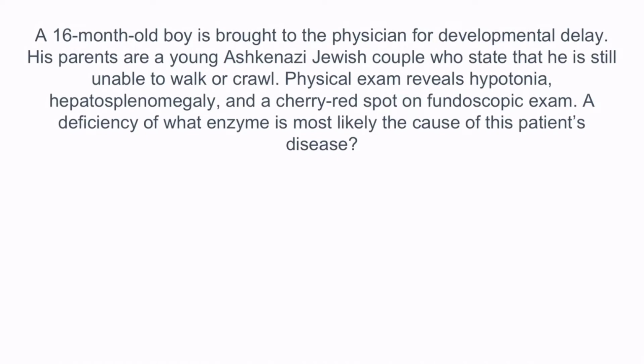Hopefully from the question stem you notice that this boy has signs and symptoms consistent with Niemann-Pick disease. These include weakness resulting in impaired walking and crawling. He also has hepatosplenomegaly and a cherry red spot. You should also know that Tay-Sachs, Niemann-Pick, and some forms of Gaucher disease have an increased incidence among the Ashkenazi Jewish population.